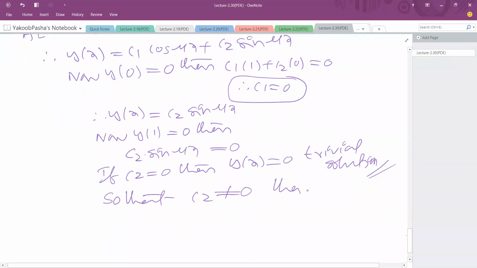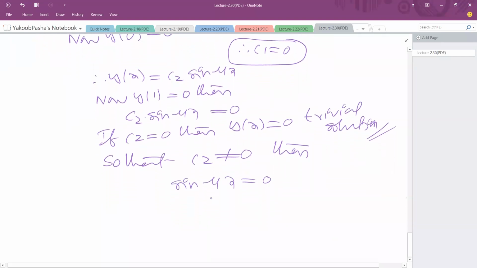So c2 not equal to 0 means sin mu x is equal to 0. When sin theta is equal to 0, then theta is equal to n pi, for n equal to 1, 2, and so on. Of course, n equal to 0 is also possible. I am writing for n equal to 0, 1, 2. Sin 0 is 0, sin pi is 0, sin 2 pi is 0, sin 3 pi is 0. Sin of any n pi will be 0.